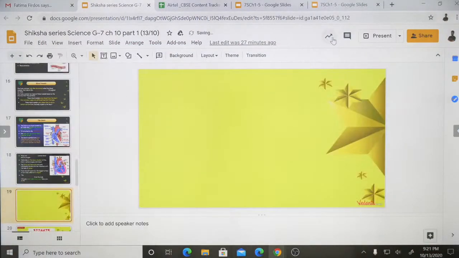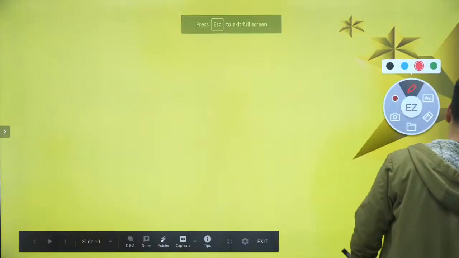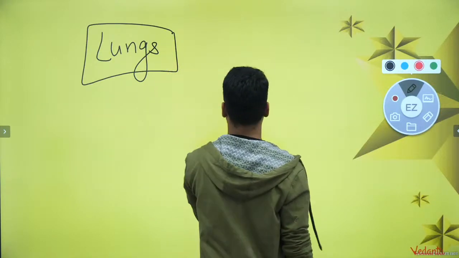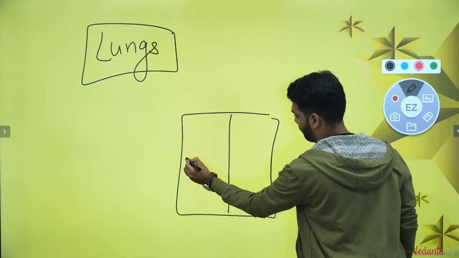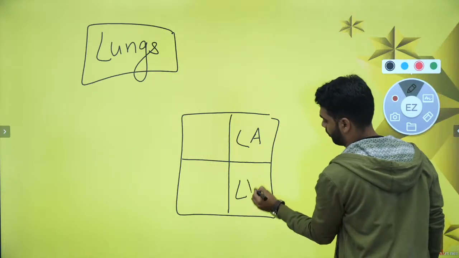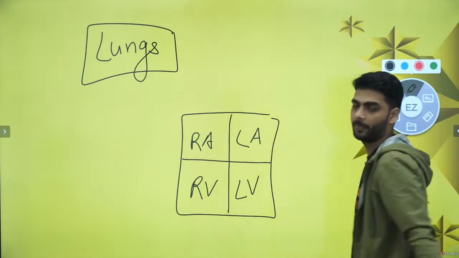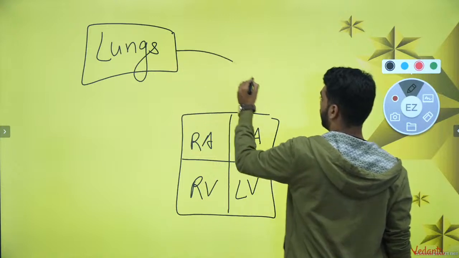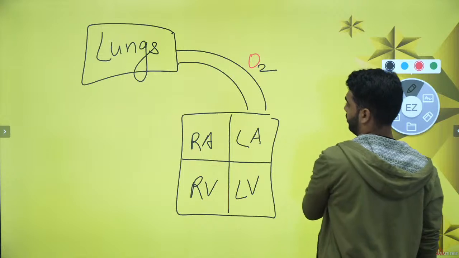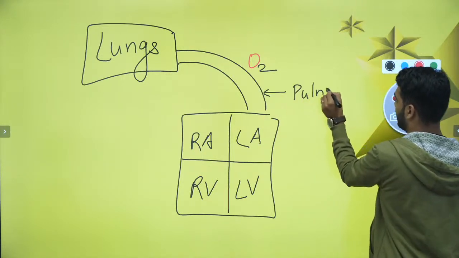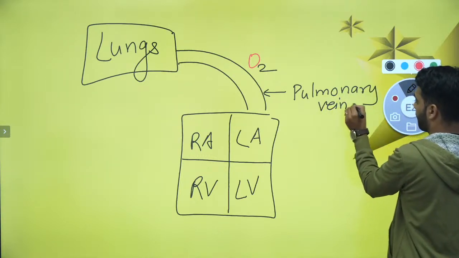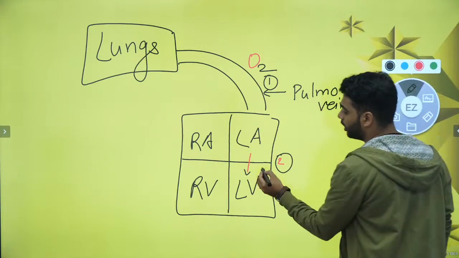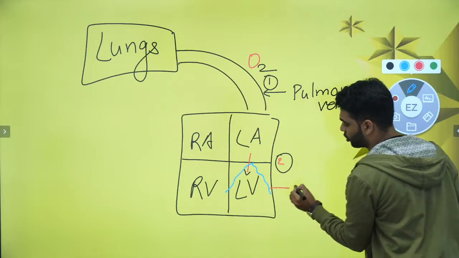I'll make a new slide here, and I'll explain it to you. Lungs, left auricle, left ventricle, right auricle, right ventricle. From the lungs, the blood will come here. This blood is rich in oxygen and it comes through the pulmonary veins. This is step number one. Step number two, from left auricle, it will go to the left ventricle. Here you have got a valve, which is called bicuspid valve.